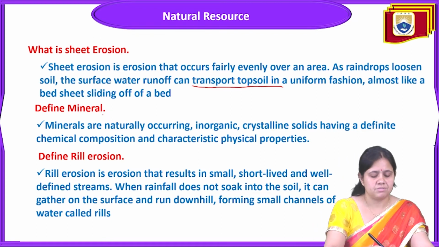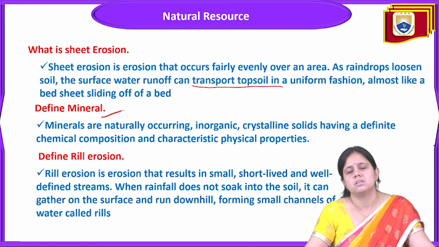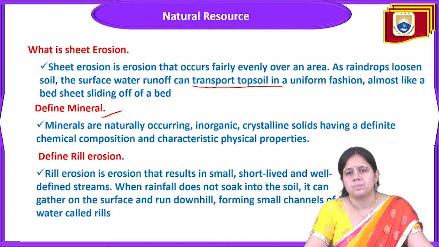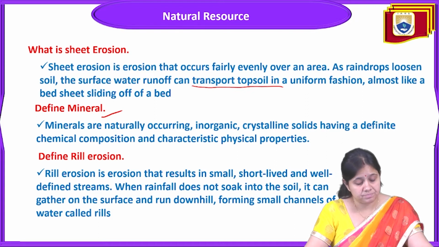And here, the next definition is mineral. Minerals are substances that are naturally occurring, inorganic, crystalline solids having a definite chemical composition and characteristic physical properties. This is about the terms related to minerals. The next definition related to soil erosion is rill erosion.